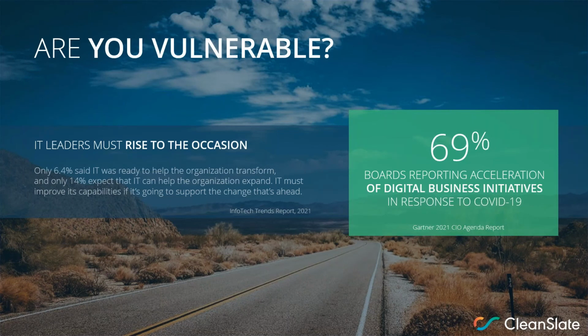So again, we talked about the three questions. We talked about what's going on in the marketplace. The overall question is around, are you vulnerable? Do you have resiliency? Here is a study from Gartner suggesting that boards of directors, in a survey they conducted, want to accelerate digital initiatives, in particular in response to COVID-19. But clearly, IT leaders are in a position where we must rise to the occasion.